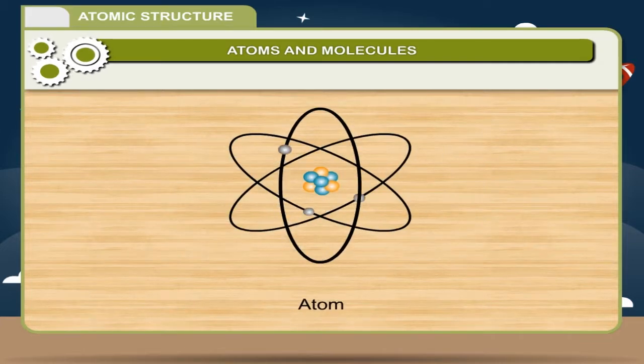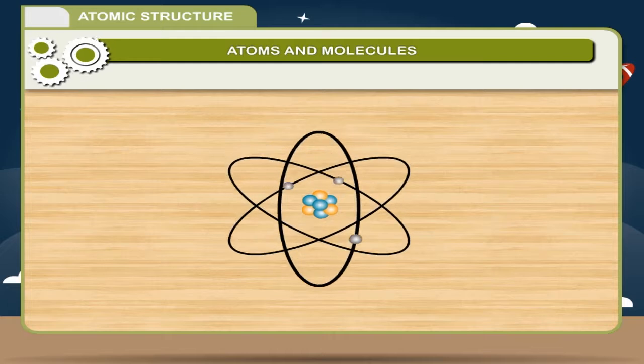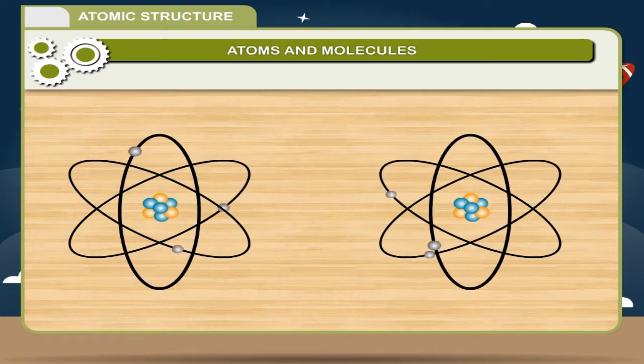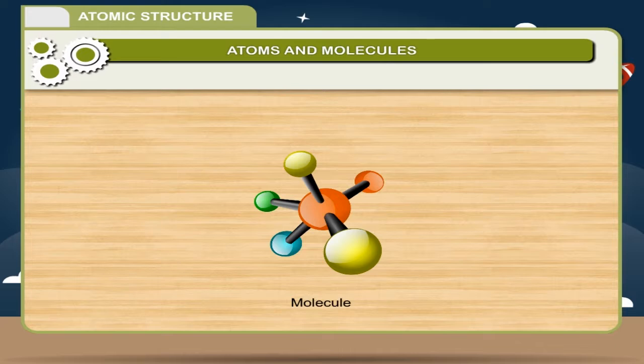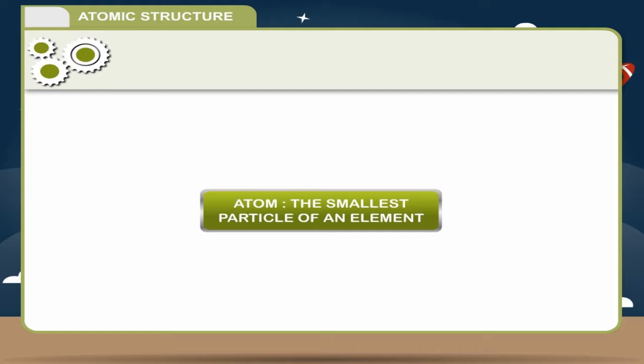Atoms are the smallest particles of matter. A group of two or more atoms forms a molecule. But matter, which we refer to as substance, can be made up of either atoms or molecules. When a molecule is made up of atoms of only one kind, it is called molecule of a pure substance. To be more specific, this pure substance is called element. Atom, the smallest particle of an element.